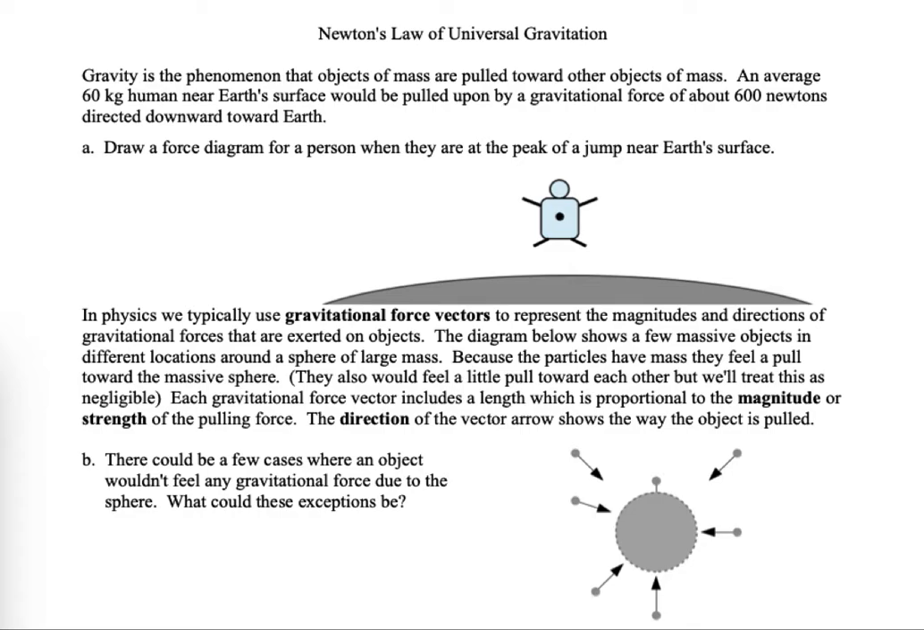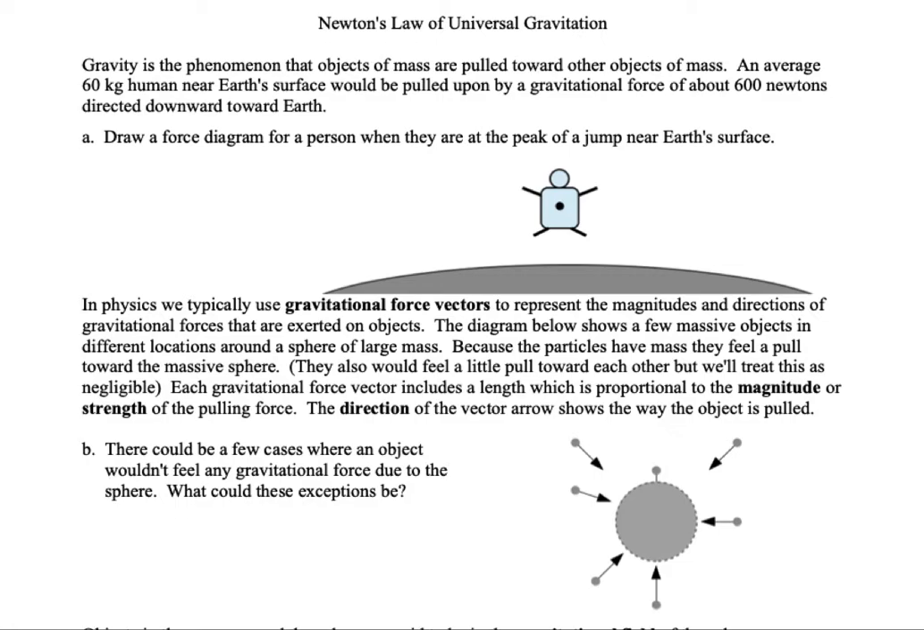Let's draw a force diagram for a person when they're at the peak of a jump near Earth's surface. We'll start the diagram with the tail of the vector being at the person's center of mass, and then we'll just draw a downward arrow, and we'll label it Fg for gravitational force, and we could say how big it is as well. In physics, we use gravitational force vectors to represent the magnitude and direction of the pull that an object feels.